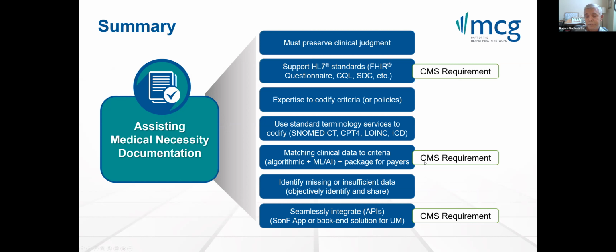So that is part of the CMS requirements you have seen as well. And one of the other things that we could do, which a lot of customers ask for, is this: if you know what data elements you would need for a particular criteria, and if that information is not coming through from the provider, can you tell them what exactly is missing? Because we know what criteria we are looking for to automate the documentation or to assist the documentation.